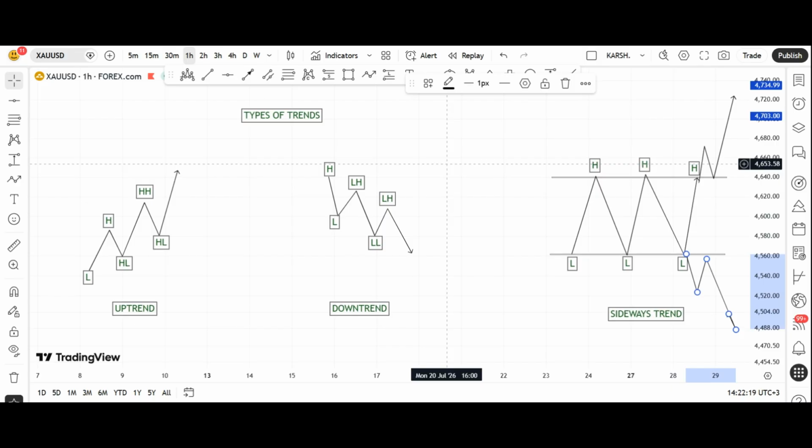Anytime you're going to the market, make sure you know the type of trend you're trading. Don't just go and start to buy and sell. Know the type of trend you are trading, because the trend is your friend, and you follow the trend.